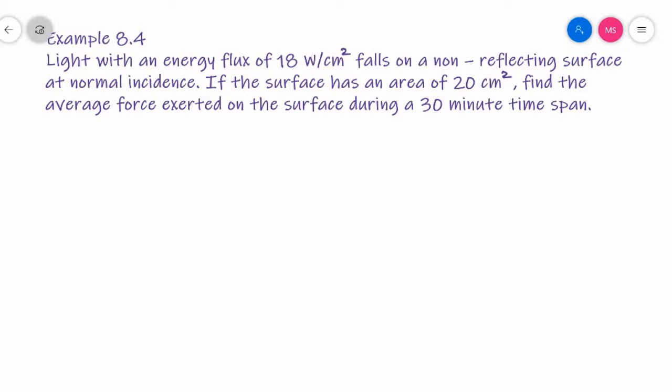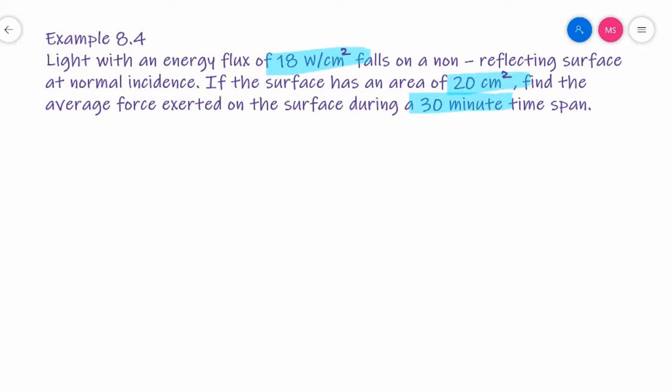Example 8.4. Light with an energy flux of 18 watt per centimeter square falls on a non-reflecting surface at normal incidence. If the surface has an area of 20 centimeter square, find the average force exerted on the surface during a 30-minute time span. So in this example, you can see that energy flux is given as 18 watt per centimeter square. Area of the surface is given as 20 centimeter square. And we have to calculate force for the time period of 30 minutes.